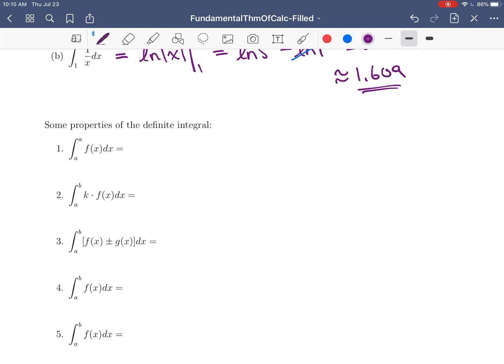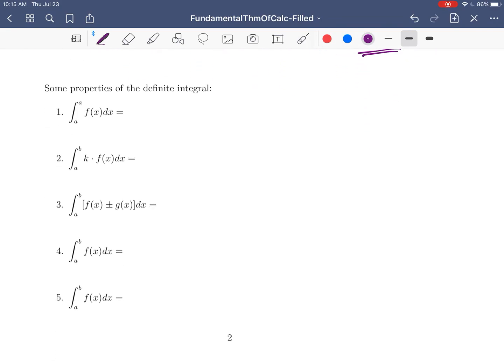So some properties for definite integrals. Some of them are the same as for indefinite integrals, so similar. So 2 and 3 in particular. Let's just start with 2 and 3 actually. So here I have a constant times the function. Just like we can with indefinite integrals, we can pull out the constant and do the definite integral on its own and multiply the constant after.